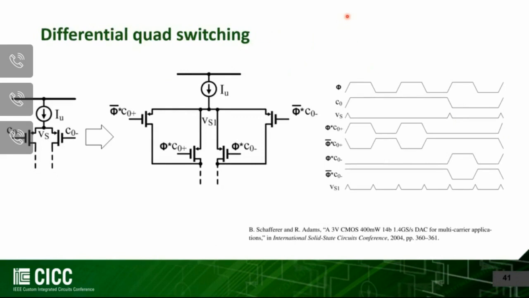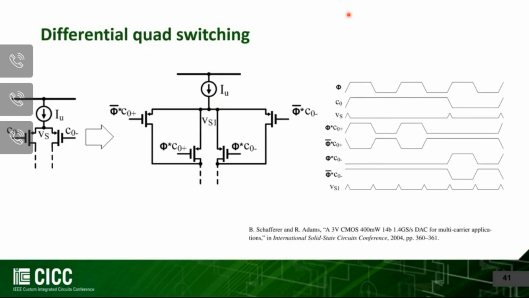Another effective way is what uses the so-called differential quad switches. The principle is the following. The issue with a traditional dual switch is that the S is disturbed when the code transition is required. So code-dependent errors cause distortion. What if we were to disturb S at every clock cycle, regardless of the code? Well, then this particular issue will not contribute to distortion.